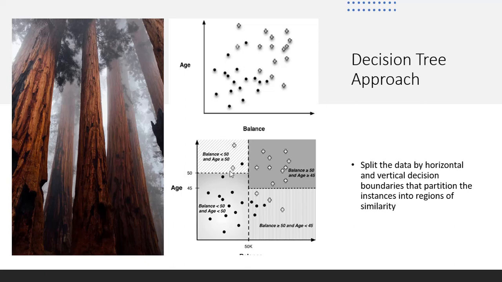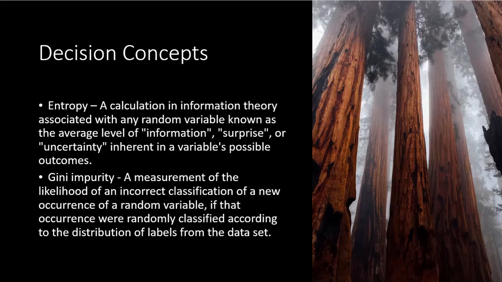So here we get quadrants, and they're not equal in size, but this one is balance less than 50 and age greater than or equal to 50. This is balance less than 50, age less than 50. This is balance greater than or equal to 50 and age greater than 45. And this is balance greater than or equal to 50 and age less than 45. So we might segment the data so that we can analyze the quadrants and maybe get much more precision in our answers.